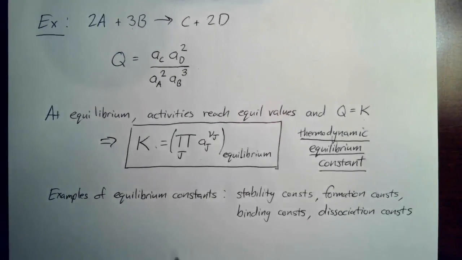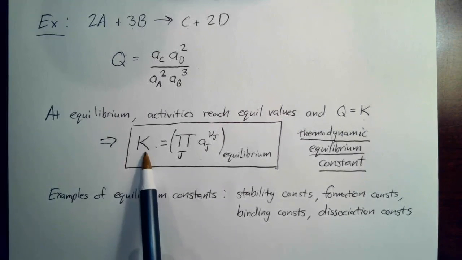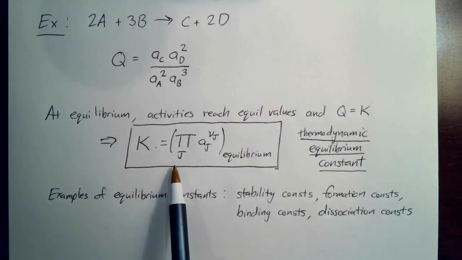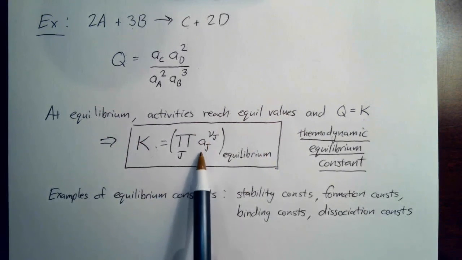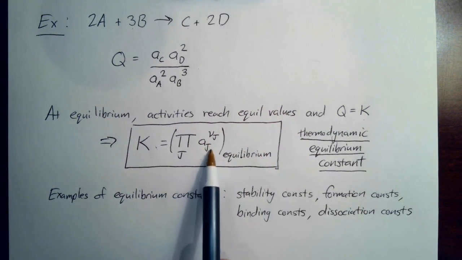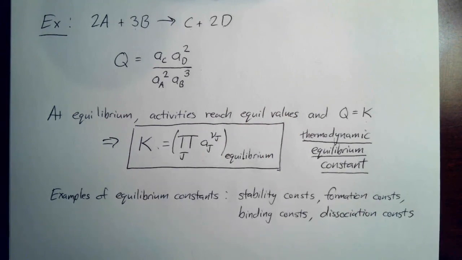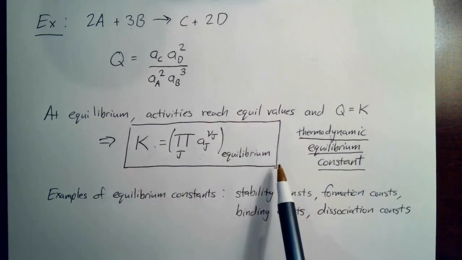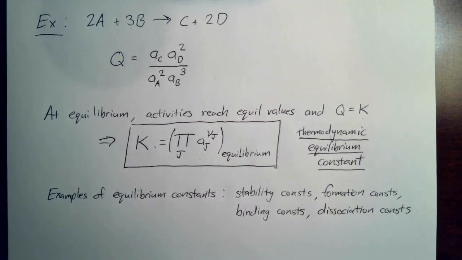And I mentioned earlier that this K must be dimensionless. It must not have any units. And we can see that here now in the definition because the activities are dimensionless. And so this is the product of dimensionless numbers raised to a dimensionless power. These are just the stoichiometric numbers. So we see here from the definition that K must have no units.